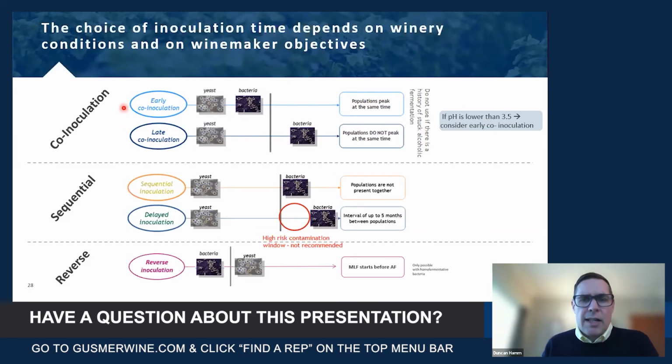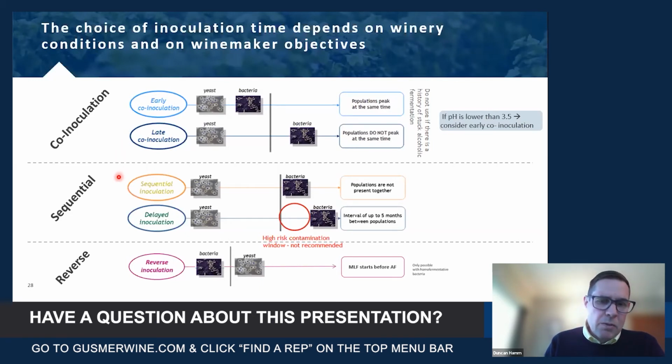Now, early co-inoculation is where you would have both populations working together. This is where you would typically add bacteria around 24 hours after you would add yeast. And we also have late co-inoculation, which is where you would add your bacteria in the tail of primary fermentation, probably around 3 or 4 brix. They're very, very good tools. They're not necessarily suitable for every wine, but nevertheless, they're quite interesting.